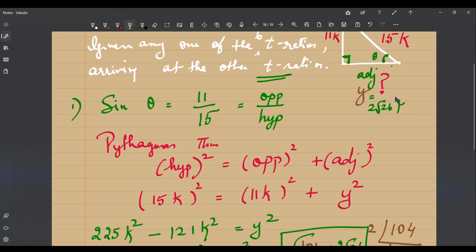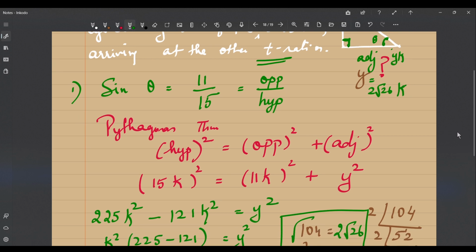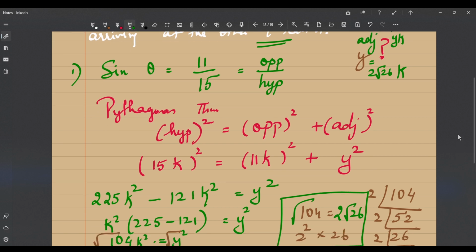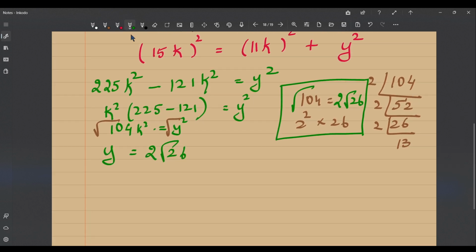Y is 2 root 26. But the adjacent side is yk, isn't it? Because we've just found the ratios, so 2 root 26k. So let's proceed now. Sine theta is already given, 11 by 15. So now we'll have to recollect all those ratios.